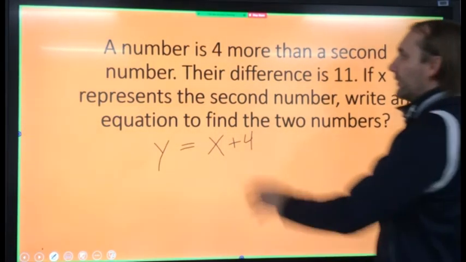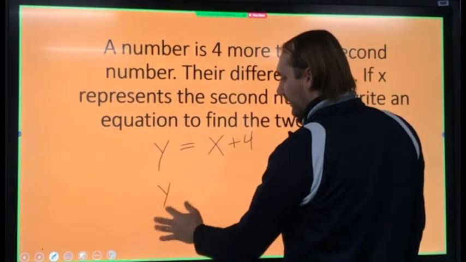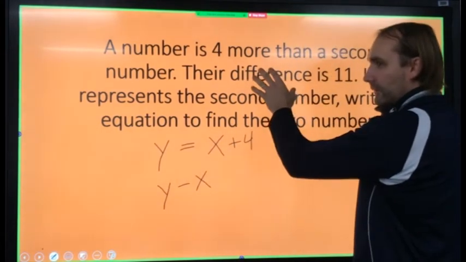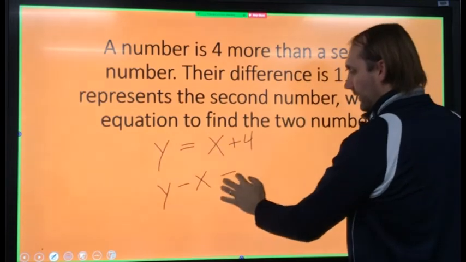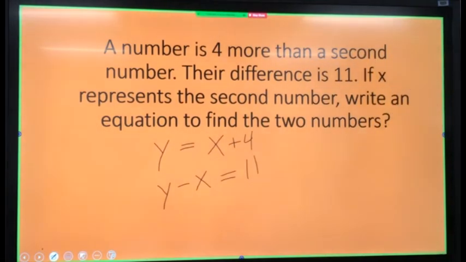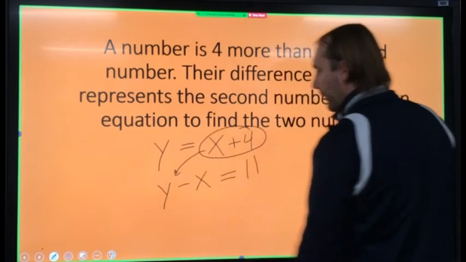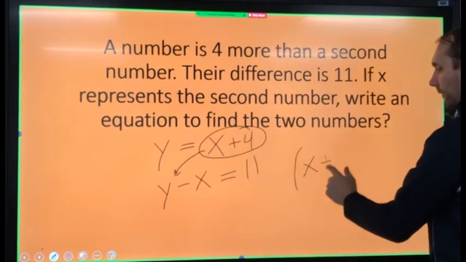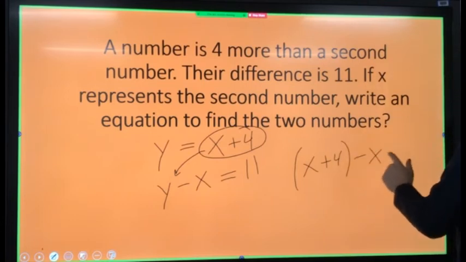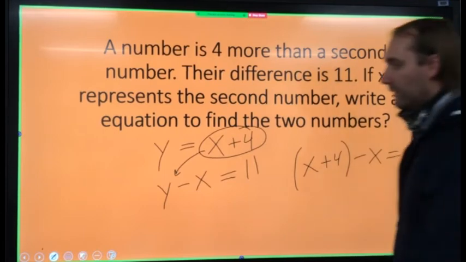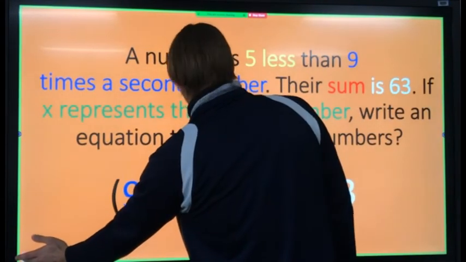The next one says their difference, so y minus x, their difference, y minus x, is, which means equals, 11. Now, how do you put it together under one variable? Substitution. So I'm going to substitute this in for y. And do I not get x plus 4 minus x equals 11. We can look at the previous problem, just like that.